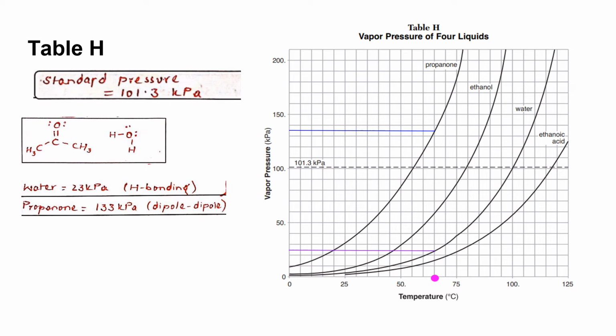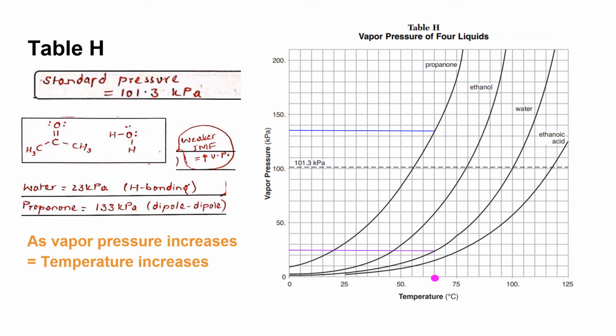Therefore, remember how we said that there's an indirect relationship between intermolecular forces and vapor pressure. So if something has weaker intermolecular force, it's going to have a higher vapor pressure. And if it has stronger intermolecular force, like water, it's going to have a lower vapor pressure. That means this thing does not really want to be a gas. So, which is why it takes us longer to boil water at 101.3 kilopascal compared to propanol.